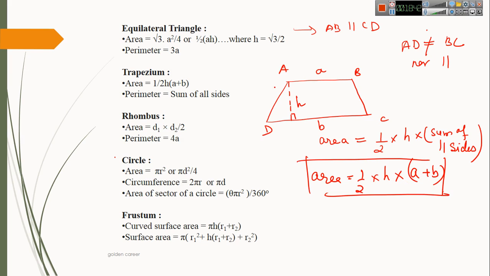This is the area of the trapezium. And perimeter will be the sum of all the sides. Since here we don't have any relation between the opposite sides or adjacent sides, we can't generalize any perimeter formula.